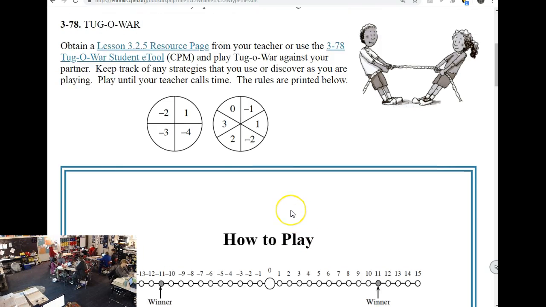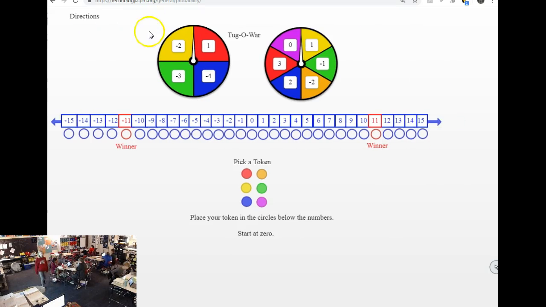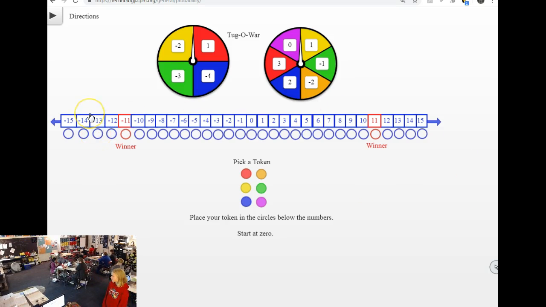So, we are going to lesson 325 when you get your computer loaded up, and you want to look for the tug-o-war student e-tool, and click on it. You need to make this number line on your notes paper. Again, I'm trying to copy as few things as possible. We could have done this with a handout, or you can just make it on your paper. So make it 0 in the middle and go up to positive 15 and down to negative 15.